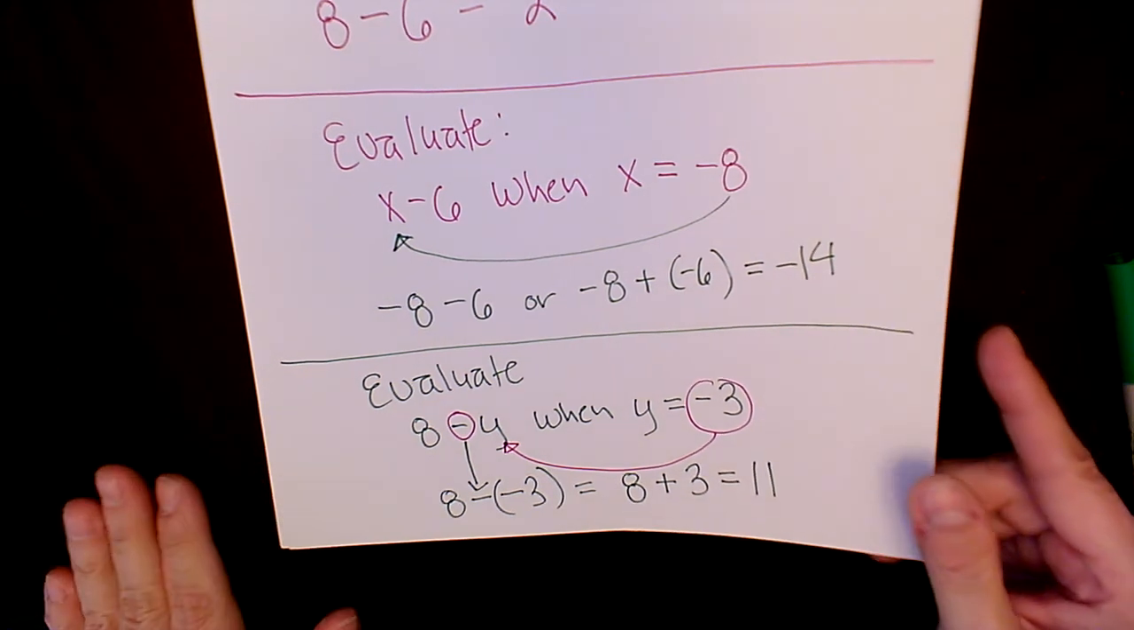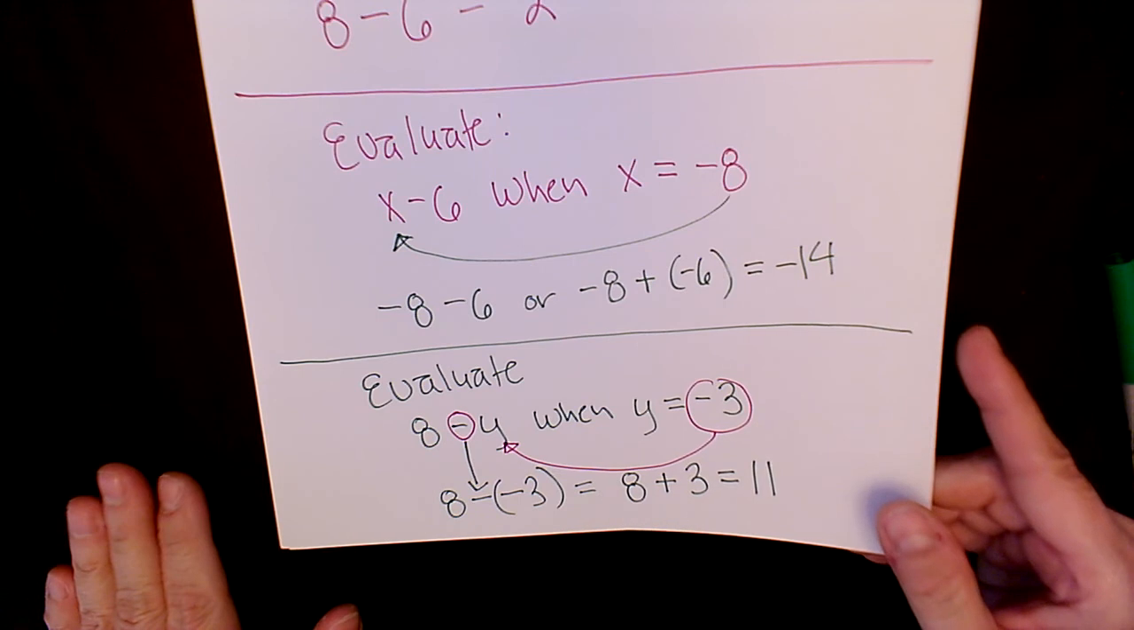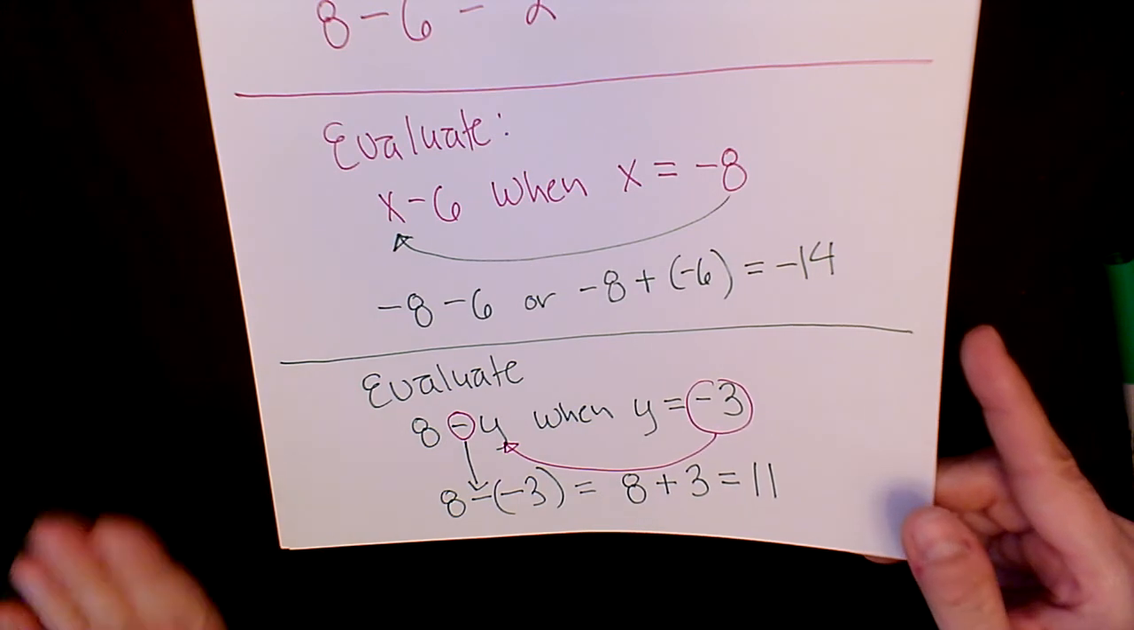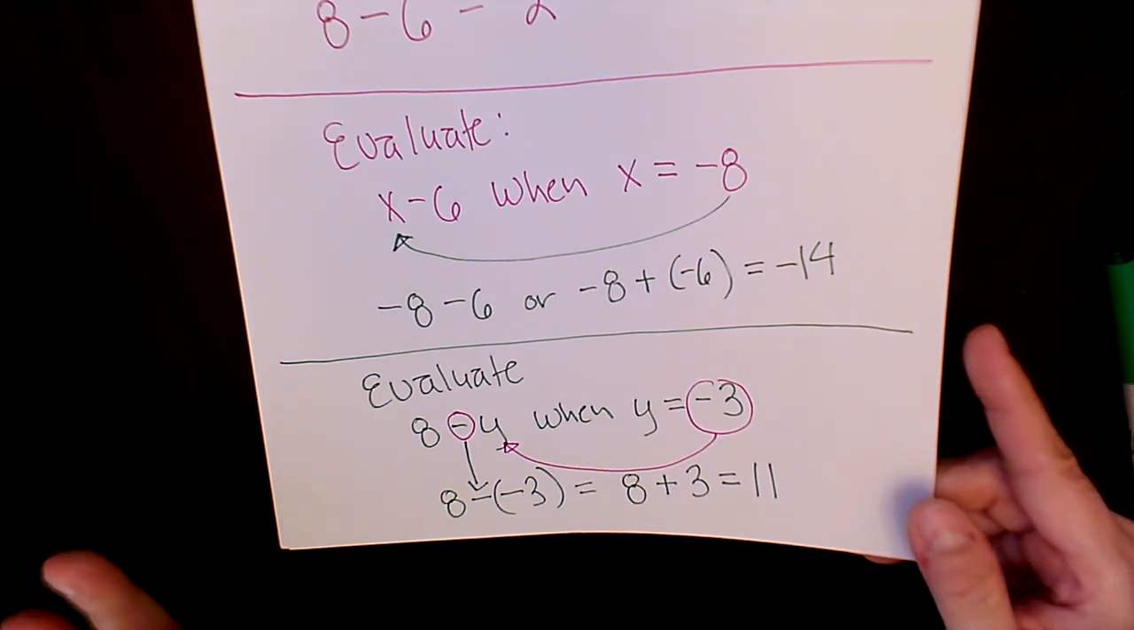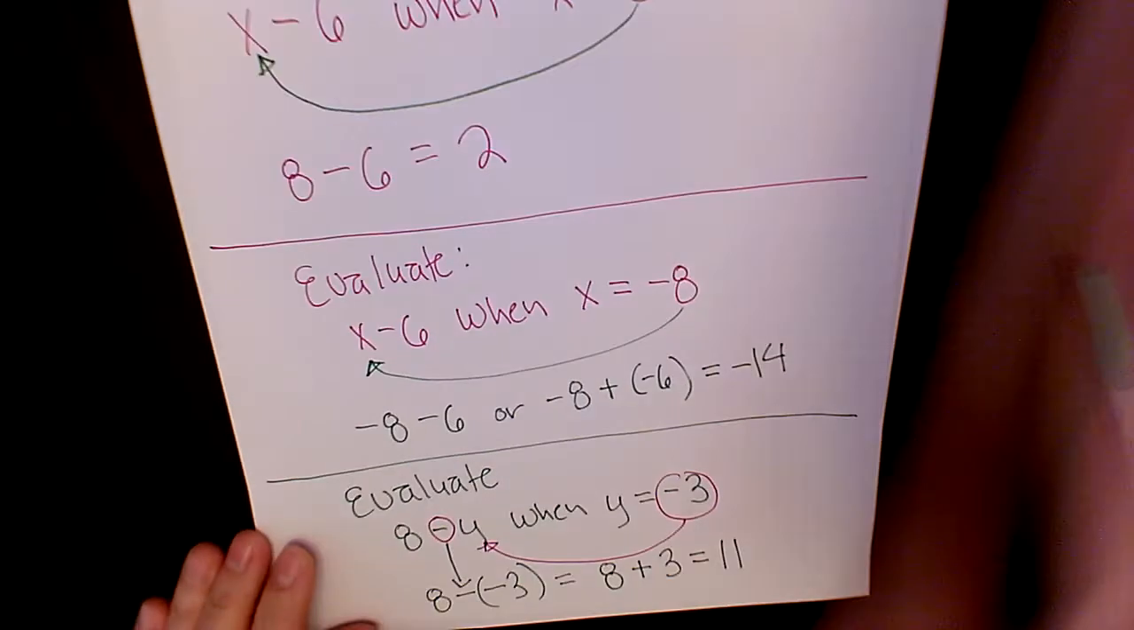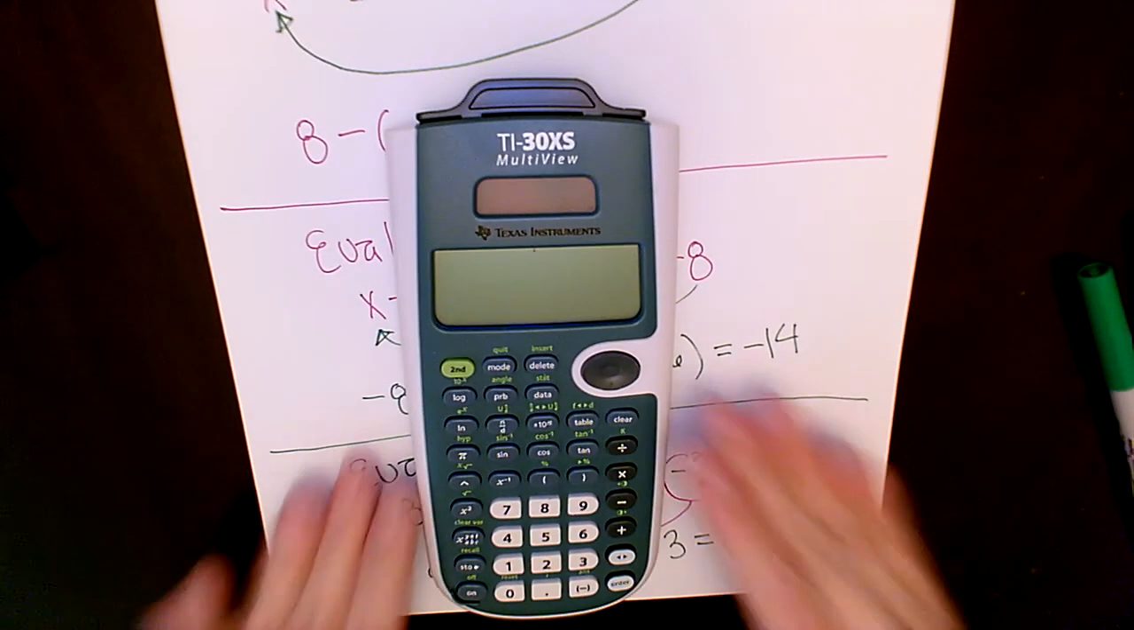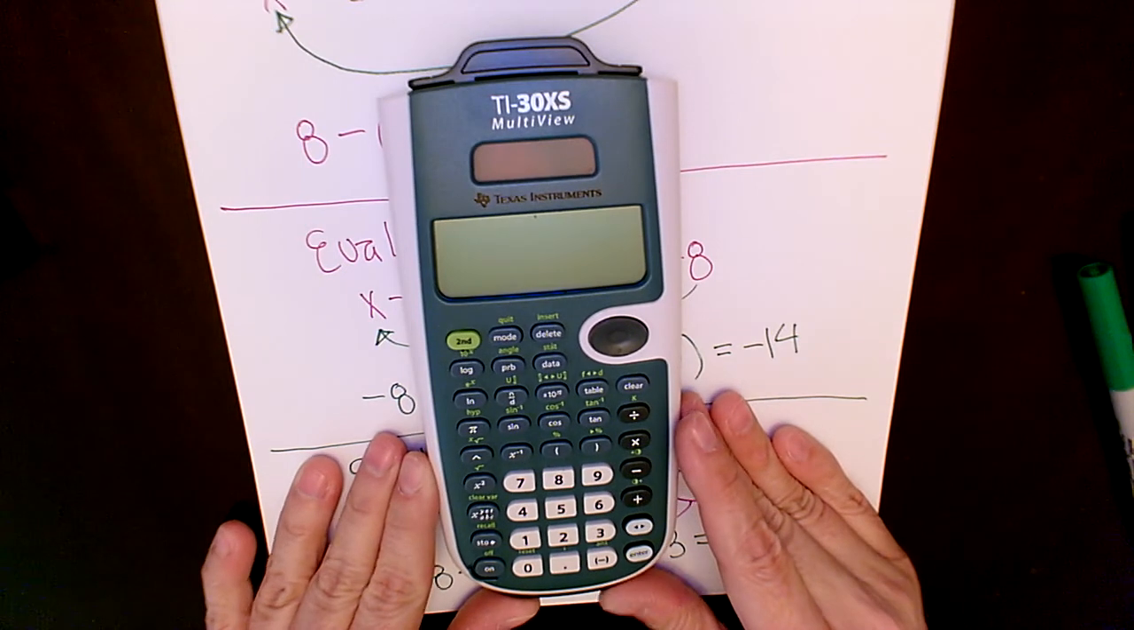And the last part of this section is translating from English to math with some negatives. Oh, you know what? Let me put this one in the calculator for you. This 8 minus minus. I don't think I did one of those yet.